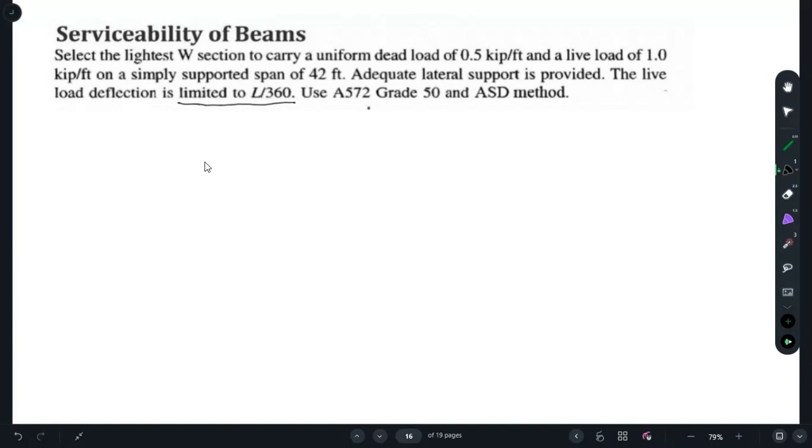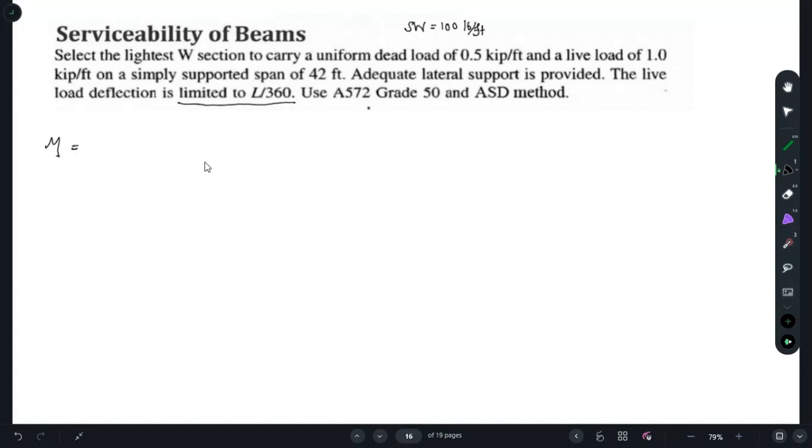So we'll find out the moment that is occurring on this structure. You have a dead load of 0.5 kip per feet, and you have a live load of 1 kip per feet. And you can see that the dead load is not including self weight. So you can assume a self weight of say 100 pound per feet. So that is actually 0.1 kip per feet.